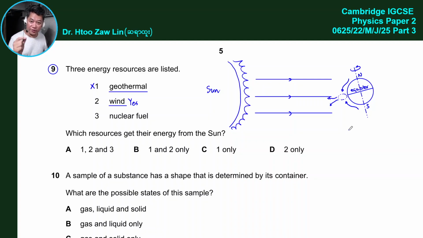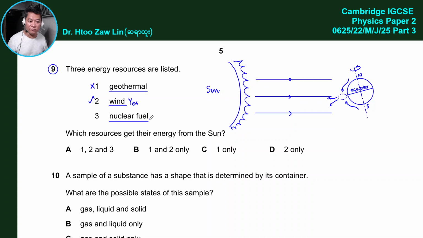That causes wind. This shows that wind energy actually originates from the solar energy. So I said yes. Okay. So we need to choose number 2.